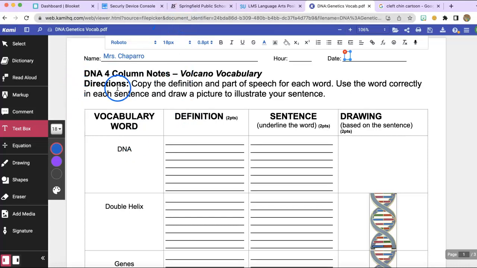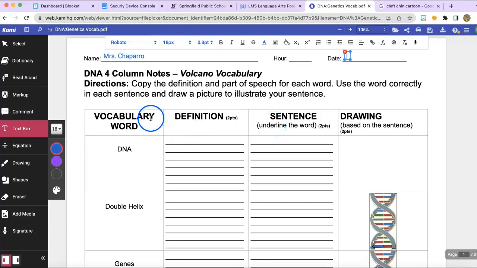Let's read the directions. We know the title of this paper is DNA 4-column notes. Ooh, there's a typo here, volcano vocabulary. Ooh, no, so ignore that. But we're working on DNA 4-column notes. The directions say copy the definition and part of speech for each word. Use the word correctly in each sentence and draw a picture to illustrate your sentence. Okay, we can do that.